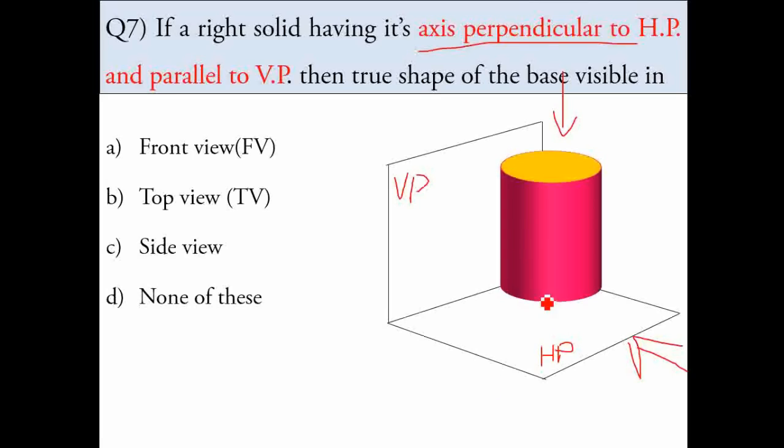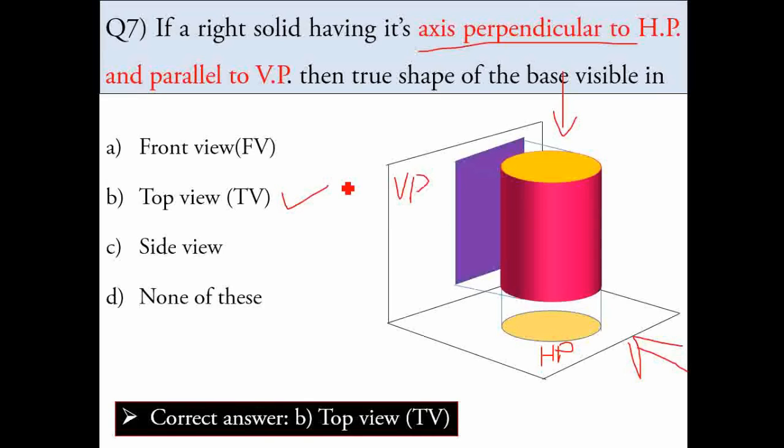In a cylinder, the two circular faces are at the top and bottom, and as per the condition a vertical cylinder is there. When we observe it from the top view, then and only then is the true shape of the base visible. So the correct answer is that from the top view the true shape of the base is visible. These are the front and top view representations on the HP and VP, and as per the question the second option is correct: top view shows the true shape of the base.